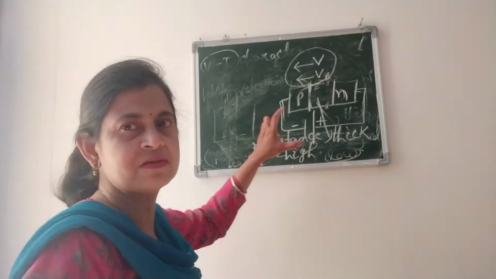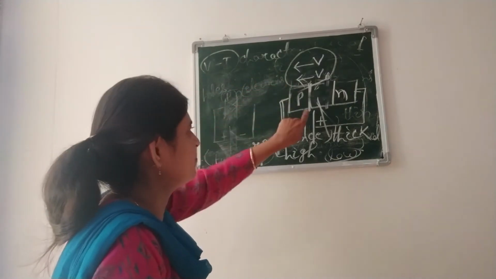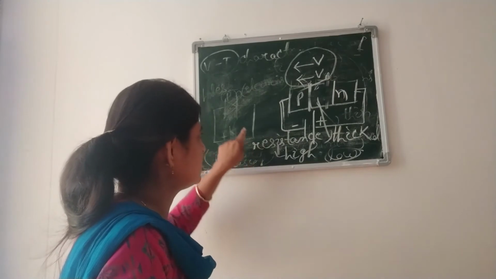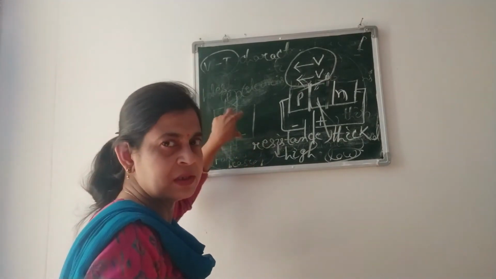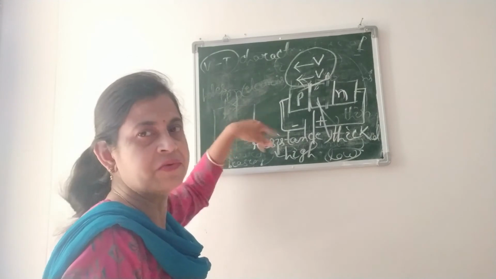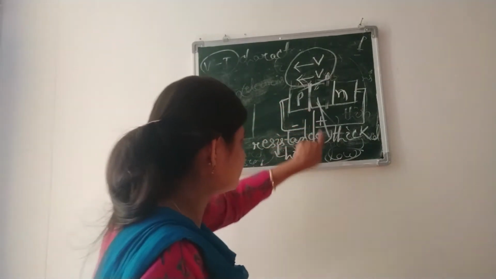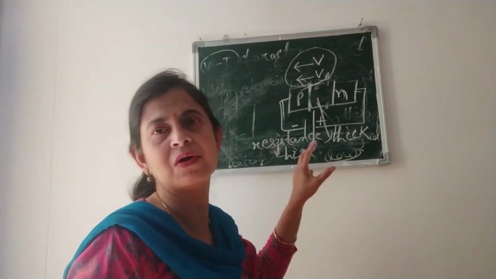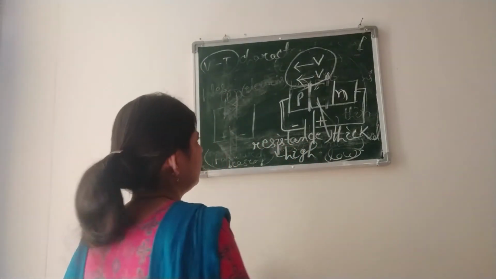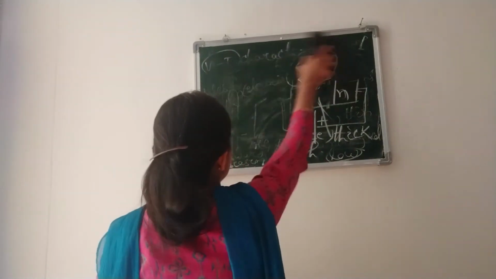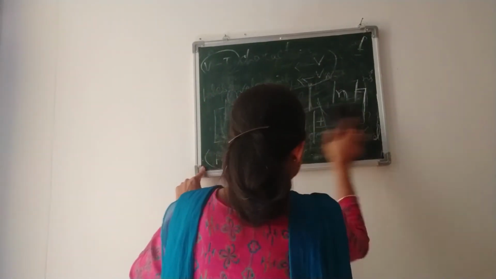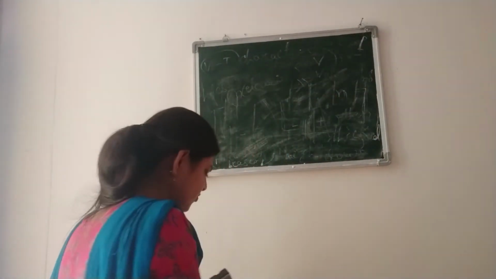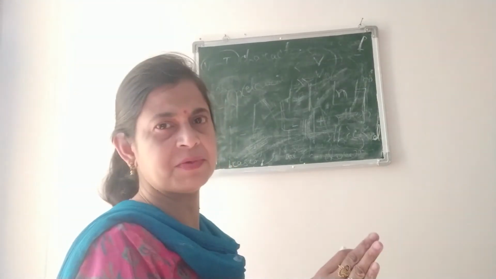So in other words, you can say during forward biasing of a PN junction diode, the resistance is very low. That means current will conduct. Whereas in reverse bias, it offers high resistance. High resistance means no current will flow. Now we will study the VI characteristics of PN junction diode in forward biasing and in reverse biasing.